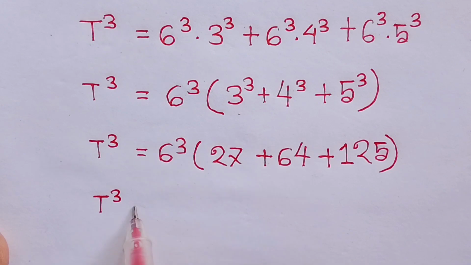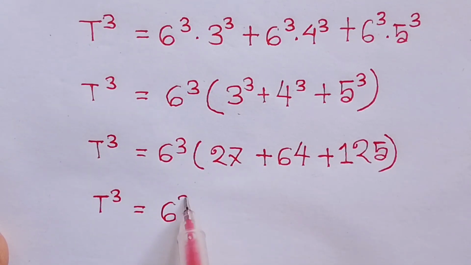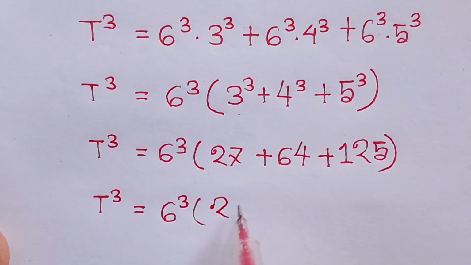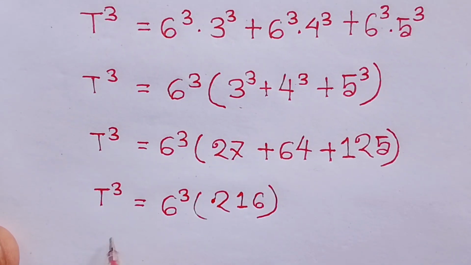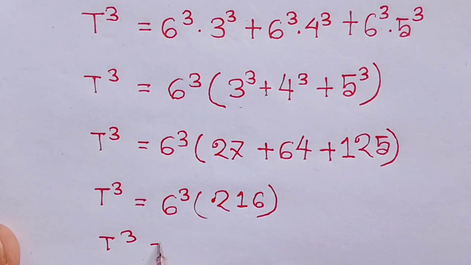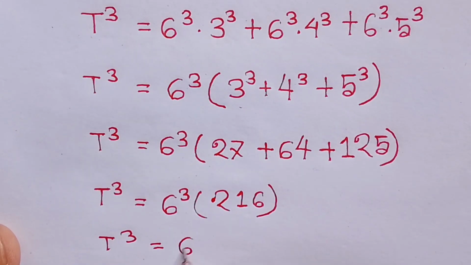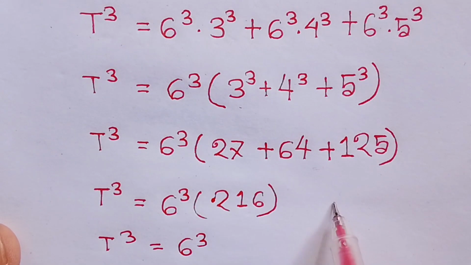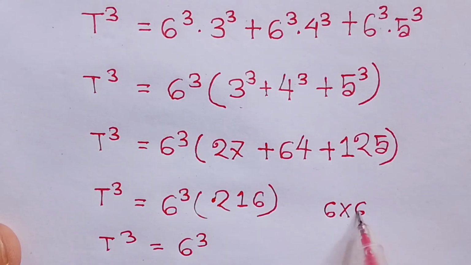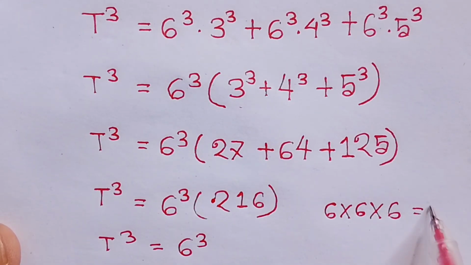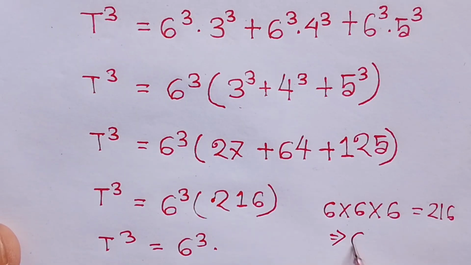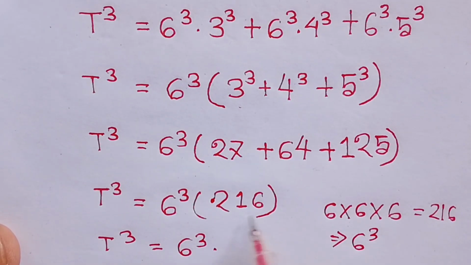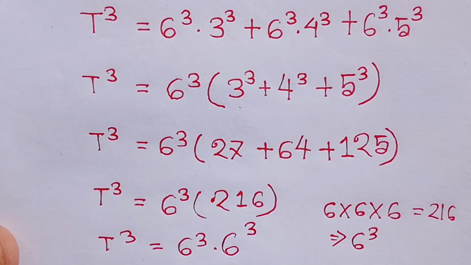Now here we have to simplify this. Then we'll get t to the power cube equals 6 to the power cube, and the whole thing plus its value will be 216. So here t to the power cube equals 6 to the power cube, and here 216 will be 6 times 6 times 6, which is equal to 216, also equal to 6 to the power cube. So we can easily write the 216 value as 6 to the power cube.